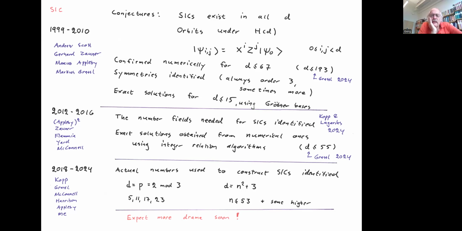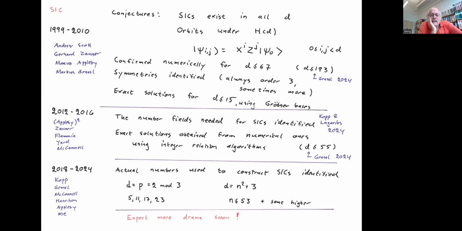These conjectures were verified numerically for all dimensions up to 67 by Andrew Scott. Actually, this work has been ongoing, so at the moment, Marcus Grassl, who is continuing this work, has gone all the way up to dimension 193. They always exist. But I should say that these numerical searches are by no means trivial. I mean, we're talking CPU years here.